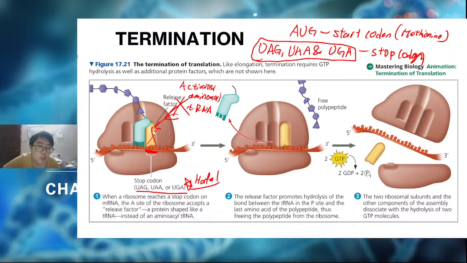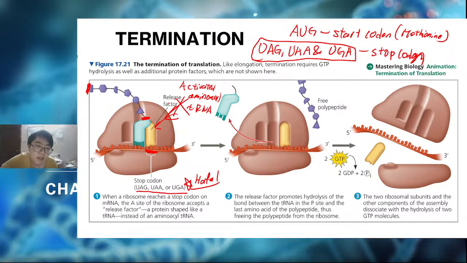Memang tak boleh masuk. So since the release factor already binds to the A site, the protein shape like tRNA instead. Okay, so this is the first step. Next, the step will also involve the tRNA at the P site that already contains the peptide chain lah. Yang ni kami boleh panggil polypeptide chain lah. That already contains the final product. We can call this the final product lah. Final product polypeptide chain. So the release factor will promote hydrolysis of the bond between tRNA in the P site.